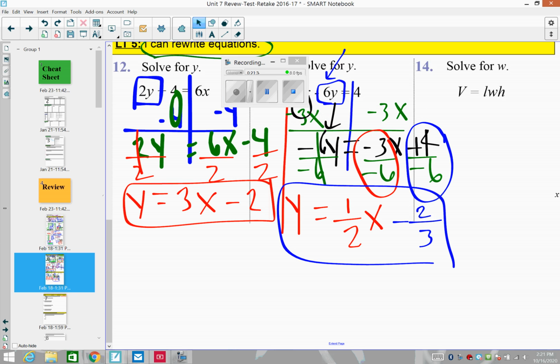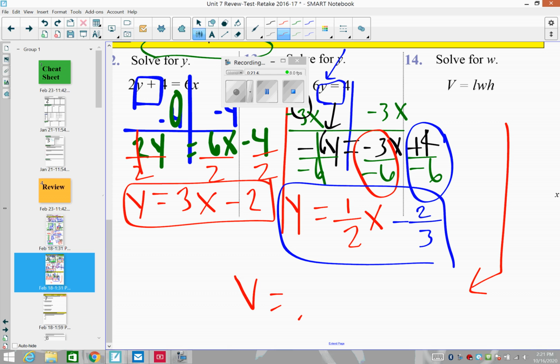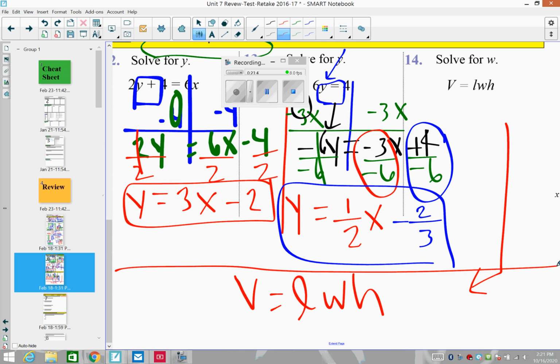All right, question 14. Oh boy, that's not going to work. I'm just going to rewrite it. So question 14. V equals L times W times H is what we're going to be asked to solve. And we're asked to solve for W.